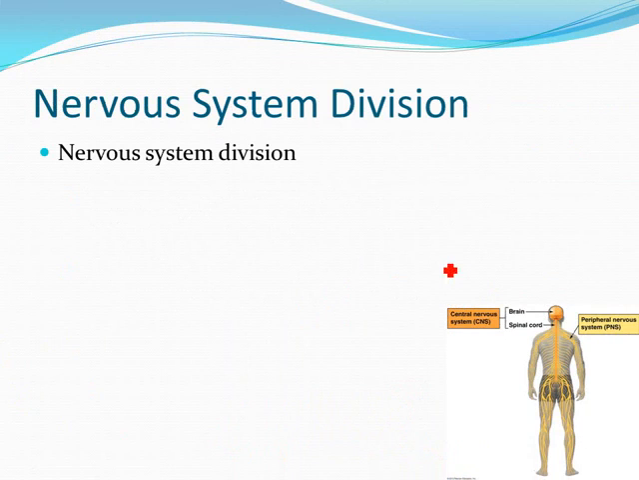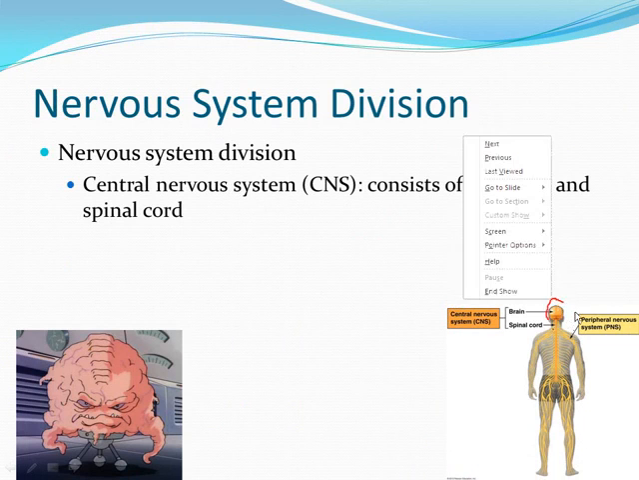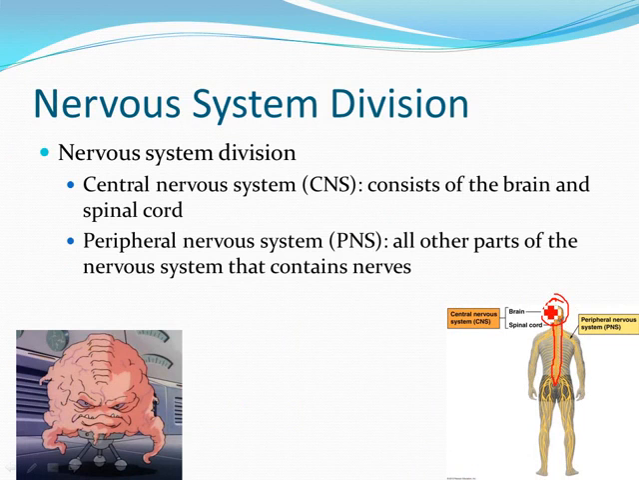Okay, the nervous system is divided into the central nervous system, which consists of the brain and also the spinal cord. The spinal cord is within our vertebral column. And the rest of the nervous system is called the peripheral nervous system. So the peripheral nervous system contains all these nerves that come off of the spinal cord, and some of them come off of the brain as well. And this is the rest of it.